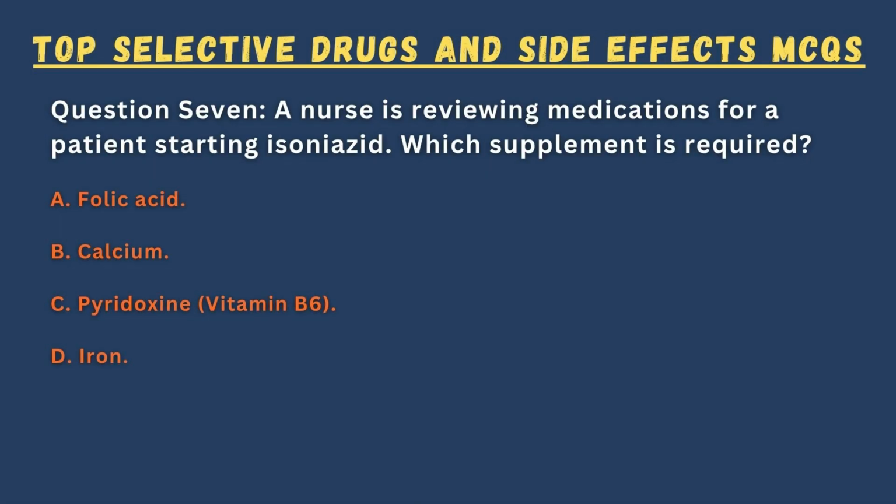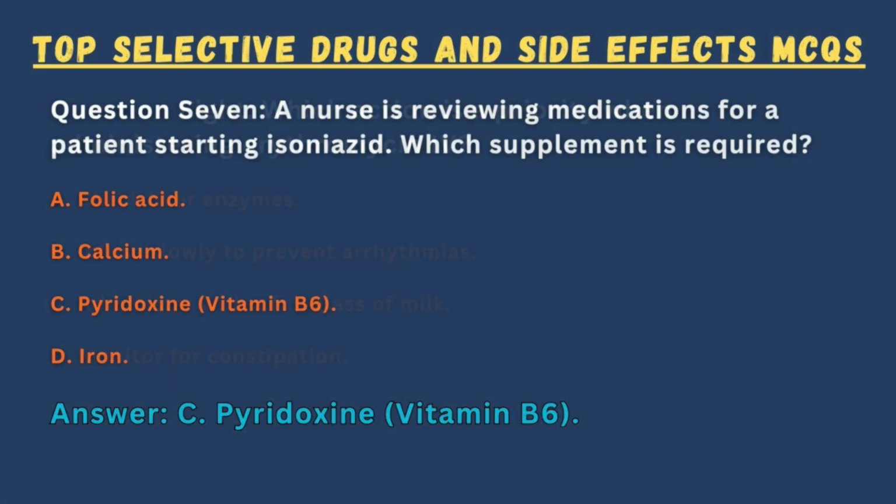Question 7. A nurse is reviewing medications for a patient starting isoniazid. Which supplement is required? A. Folic acid. B. Calcium. C. Pyridoxine, vitamin B6. D. Iron. Answer: C. Pyridoxine, vitamin B6.